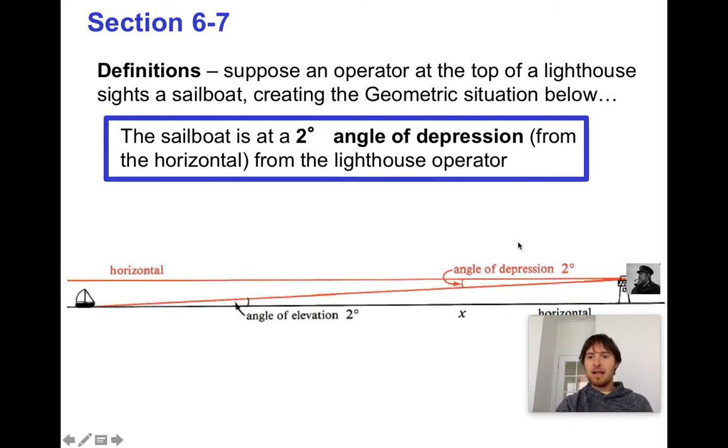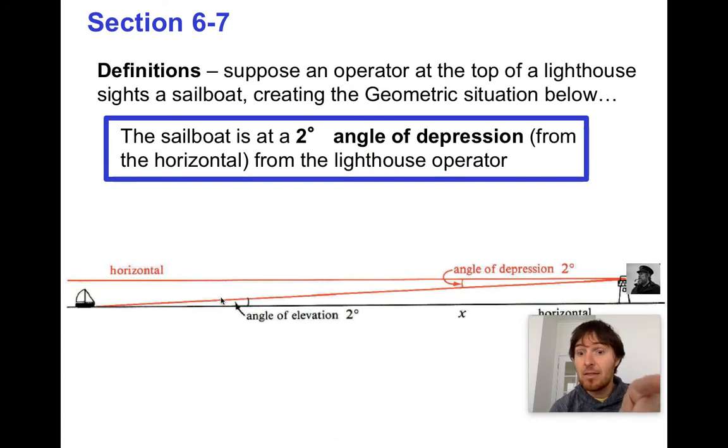So this lighthouse captain typically looks forward because he doesn't know where the boats are, and then if he looks down, he's looking down at a 2-degree angle from the horizontal. Okay, and what that's called is the angle of depression. Angle of depression. There's your first vocabulary word. That's why it's bolded out. Put that into your notebooks. The angle of depression is the angle from the horizontal that a person looks downward.